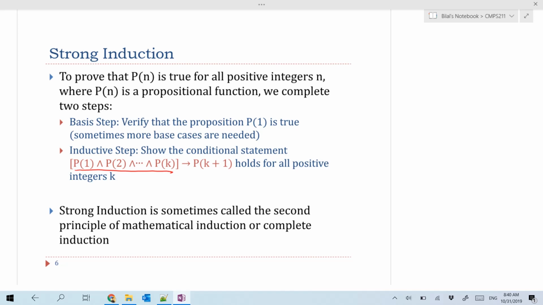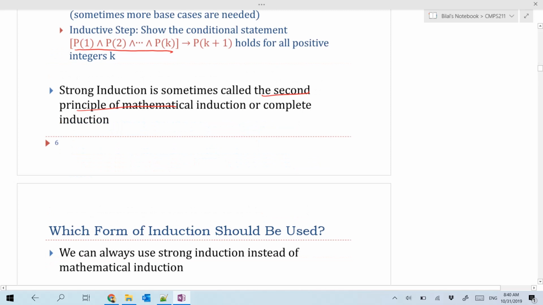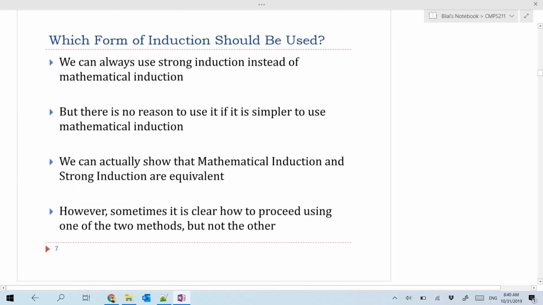So this is called the second principle of mathematical induction or complete induction. Before giving a few examples, when do you use which one of them? Actually, you can always use strong induction instead of mathematical induction, okay? Because you are assuming more facts, okay? But there is no reason to use it if it is simpler to use mathematical induction, okay? So as simple as that.